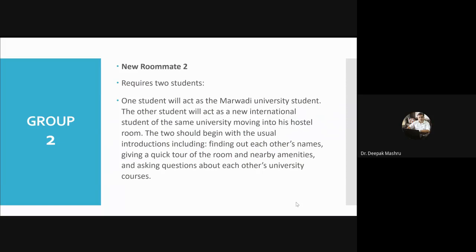Group number two requires two students. One student will act as the Marwadi University student. The other student will act as a new international student of the same university, moving into his hostel room. The two students begin with the usual introductions, including finding out each other's names, giving a quick tour of the room and nearby amenities like gym and all, and asking questions about each other's university courses. For example, one has come from a science background, the other one has come from engineering background or physiotherapy, maybe management, right? So you decide in that way.